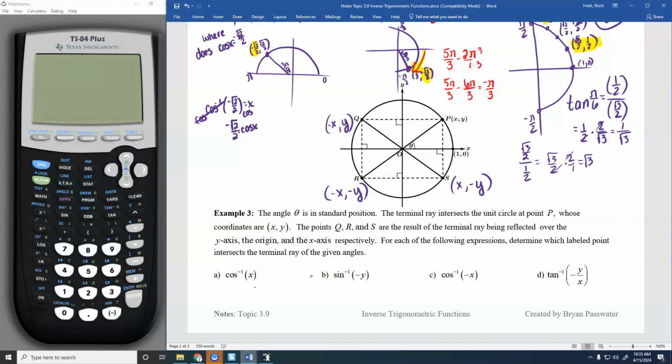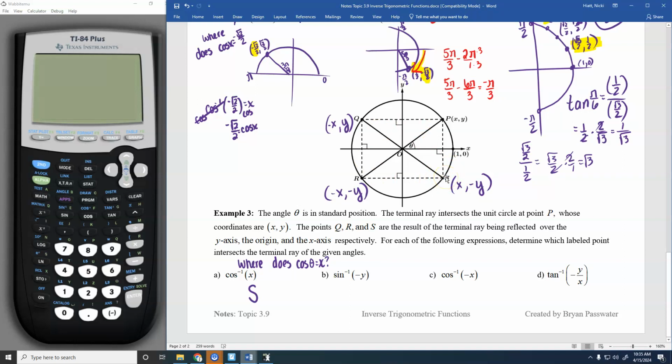It'll be S. Because it's saying, where does cosine theta equal x? Right there. And cosine is your x coordinate, and the only place that equals x is right here at S. All right, so whatever angle goes with S would be your answer there.